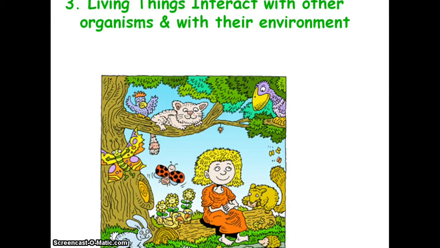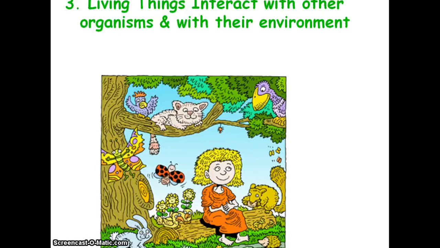Living things interact with other organisms and with their environments. In other words, we see competition even in plants. There's competition for space, there's competition for light. In the rainforest, little short plants are not going to do very well because the taller plants have huge leaves and they're taking the sunlight. But all living things interact with others.